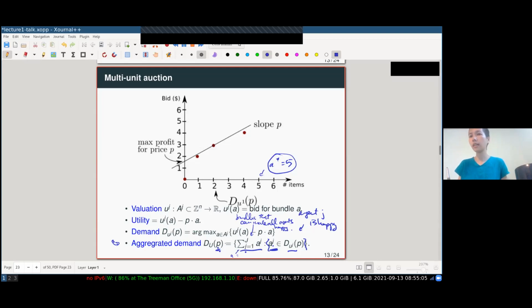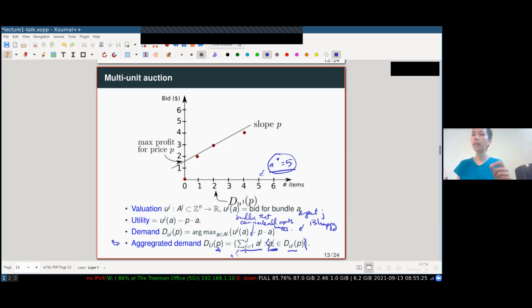So altogether, this is the aggregated demand at price P. This is the set of bundles that, if this was the price, would be demanded. And if this was the bundle that I need to sell, then I have no problem finding allocations. Okay. And then my goal is, I start with an A star. I have a particular bundle I want to sell.